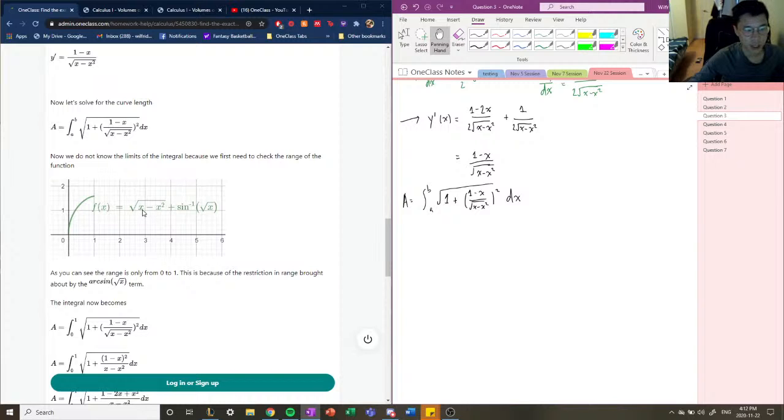Because if this is a negative, then it would be negative minus negative, which would be a negative. So both of these functions, both parts of these functions have a domain of 0 and 1. So now we know that the length of the curve that we're trying to find is between interval 0 and 1, which is the whole entire curve.